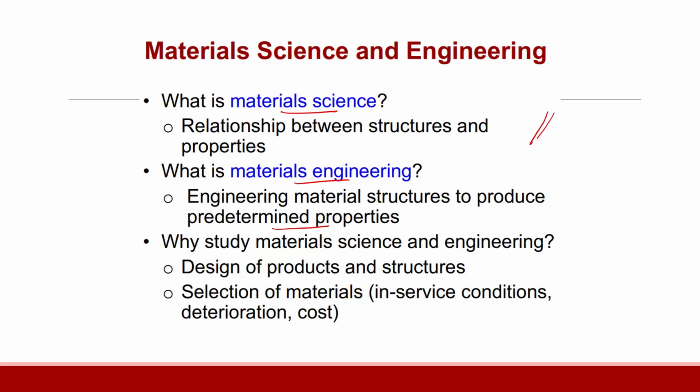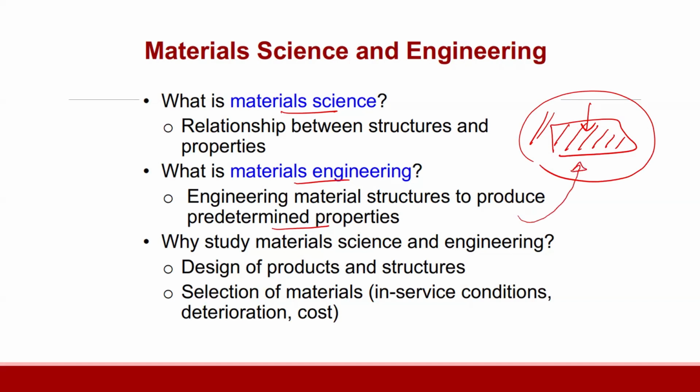For example, if we are making a bridge, whatever the material that we are selecting for this bridge should have these properties: these tensile properties, these compression properties, these thermal properties. So we already know the properties that we need for a particular application. So we select the materials in a way that we will get the properties that we need. In material science, we study the materials as it is.